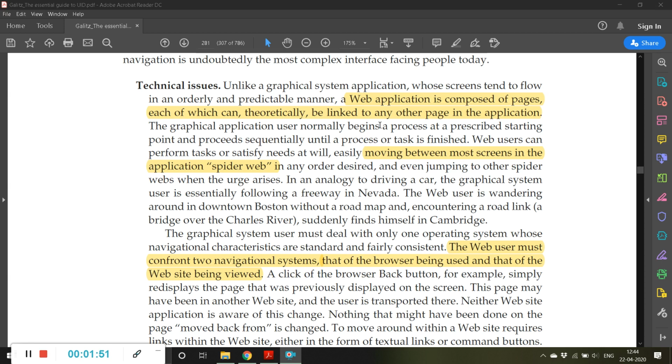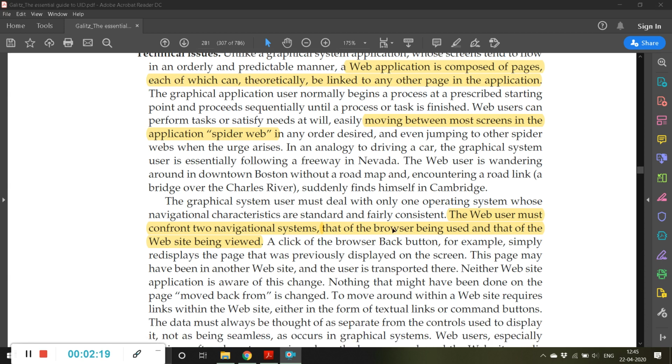In a single page they provide so many links that we may not understand. Another problem is moving between the screens in the application, like a spider web, in any order desired. Either you can move back or move forward, directly wherever you wish. That is what they refer to as a spider web.